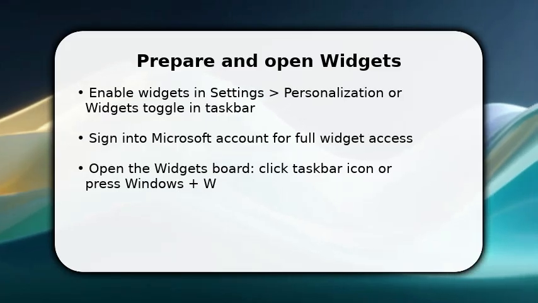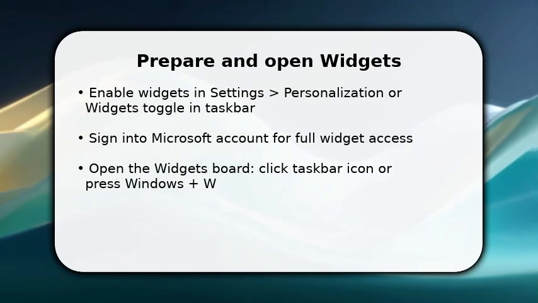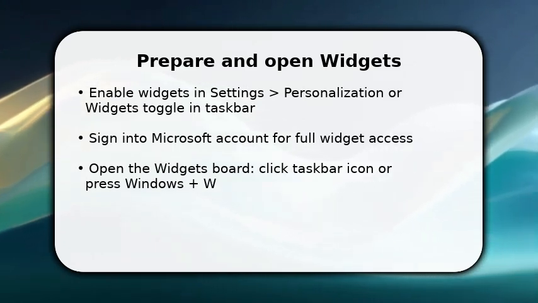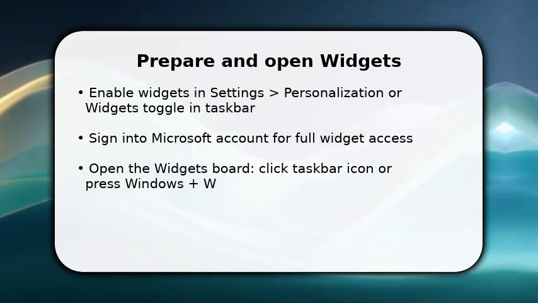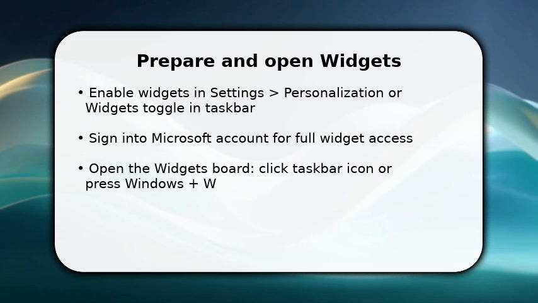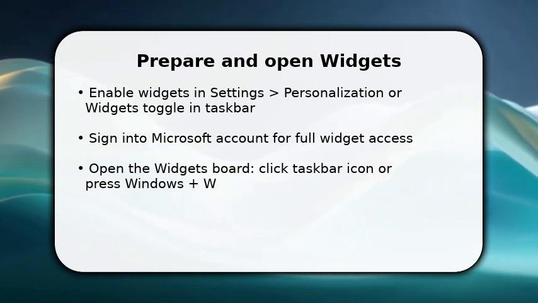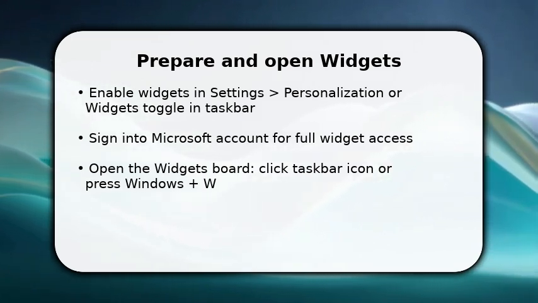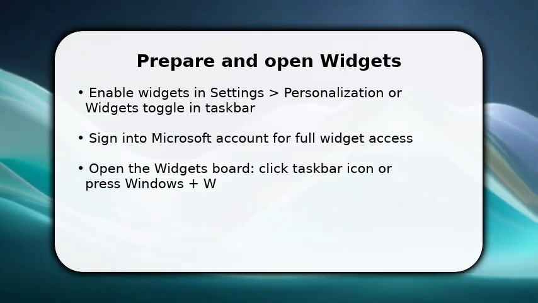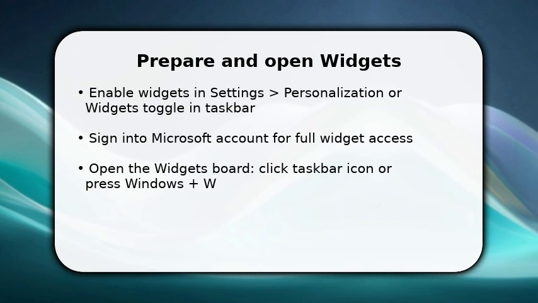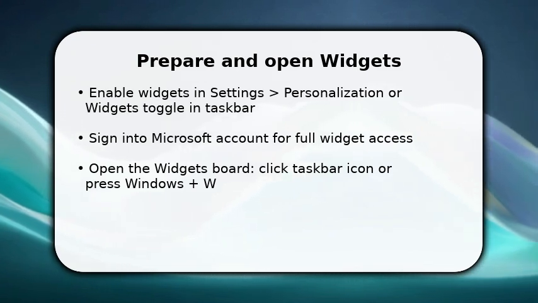You'll start by enabling and opening widgets so you can add items. First, make sure the widgets toggle is on in Settings under Personalization and sign into your Microsoft account for syncing. Once done, open the widgets board using the taskbar icon or Windows plus W. This is the necessary starting point because widgets populate from that board. Without it, you can't add or edit.